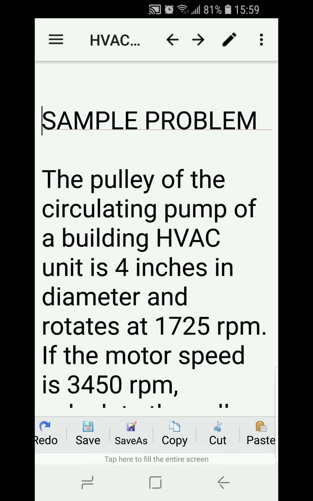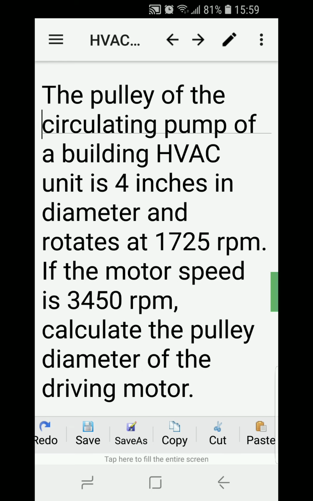Okay, moving on to sample problem number 2. The pulley of the circulating pump of a building HVAC unit is 4 inches in diameter and rotates at 1725 RPM. If the motor speed is 3450 RPM, calculate the pulley diameter of the driving motor. So in this case, we are required to calculate the pulley diameter of the motor.